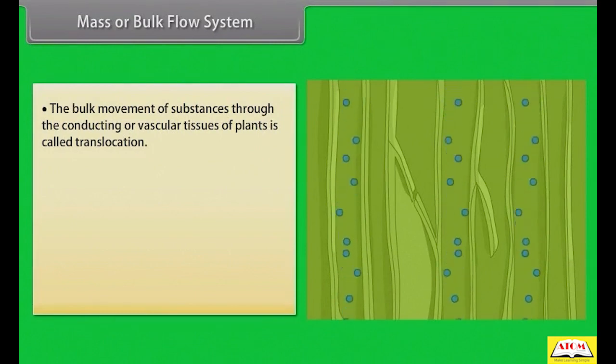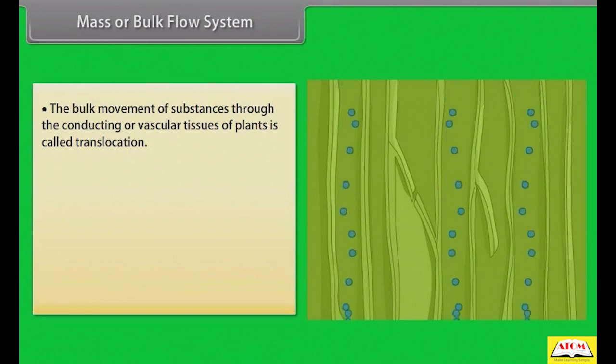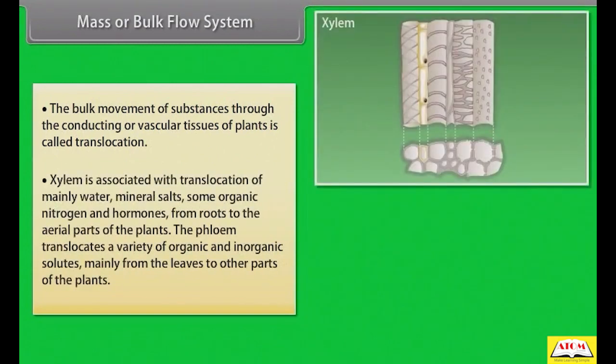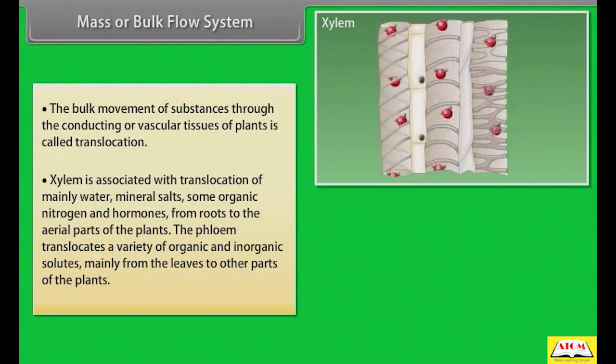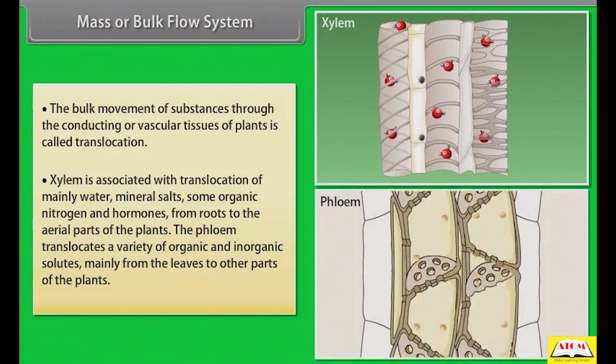The higher plants have highly specialized vascular tissues, xylem and phloem. Xylem is associated with translocation of mainly water, mineral salts, some organic nitrogen and hormones from roots to the aerial parts of the plants. The phloem translocates a variety of organic and inorganic solutes, mainly from the leaves to other parts of the plants.